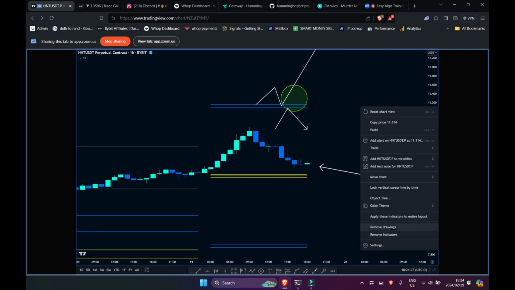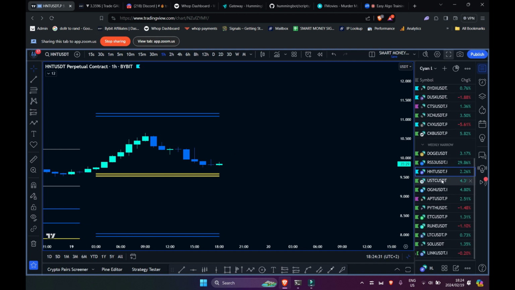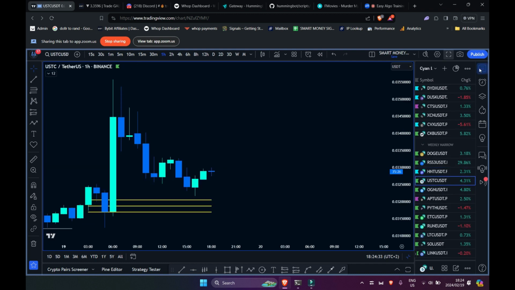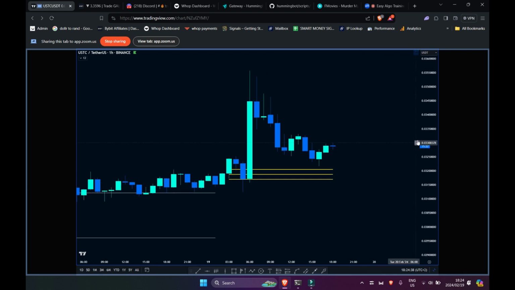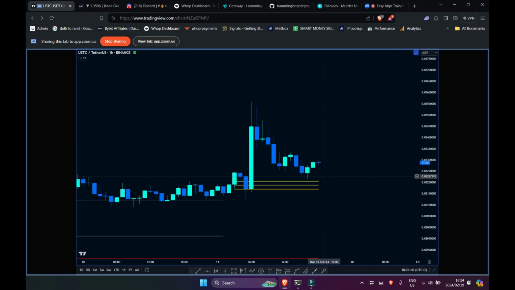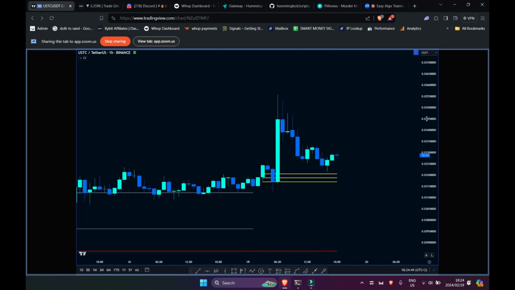But for now, we want to pay attention to this token. I think it's looking good for the week. The next one is USTC. It's already made a movement, you can see, but I think it's almost time. It's probably time to get another entry. If you're looking for an entry, it could be very, very soon.